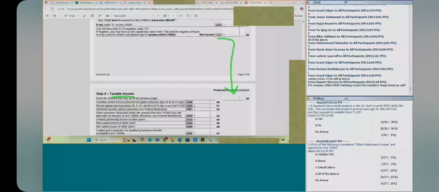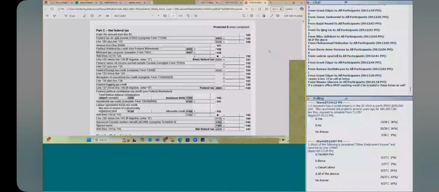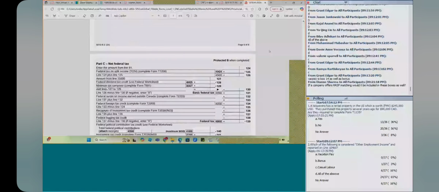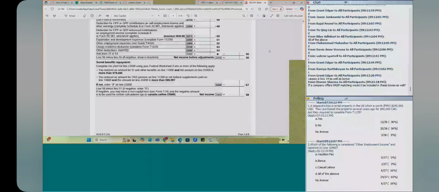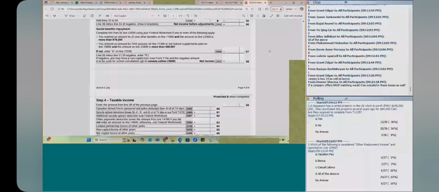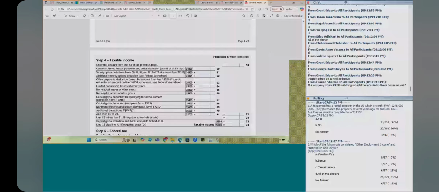Now, taxable income, it can be helpful to remember that these have different purposes. So net income is used to determine your eligibility for various credits, such as the GST rebate or the Canada Child Benefit, whereas taxable income is what you're actually taxed on. And we're not going to be going further than this today.